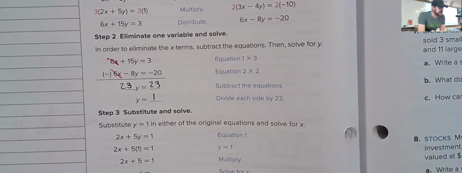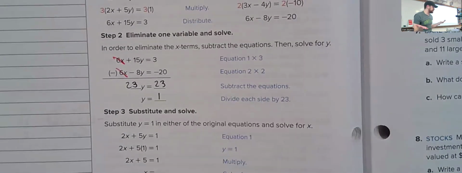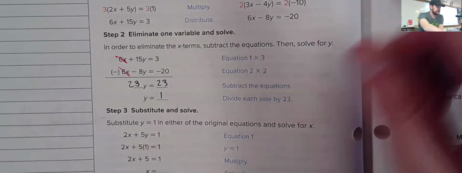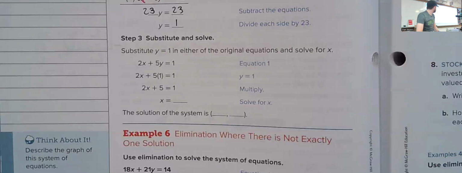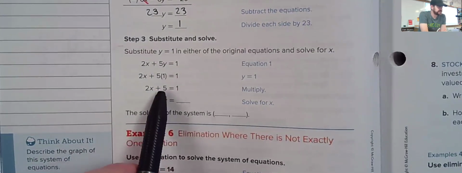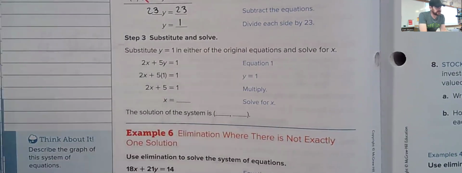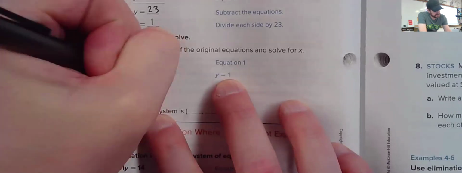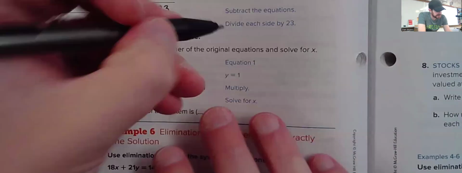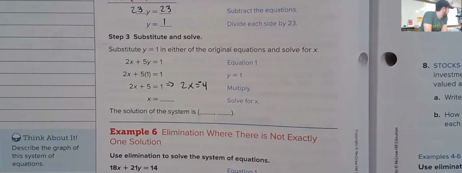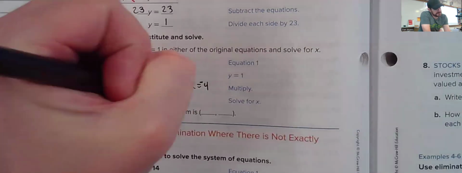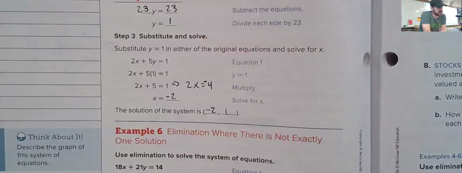And then substitute into either one of the two original equations. They're going with the first one, 2x plus 5y equals 1. So if we use that very first equation, substitute in 1 for y, that'd be 2x plus 5 times 1, which is 5. 2x plus 5 equals 1, which would then be 2x equals negative 4, because you would subtract 5 from both sides. What's negative 4 divided by 2? Negative 2. So x is negative 2, y is 1.